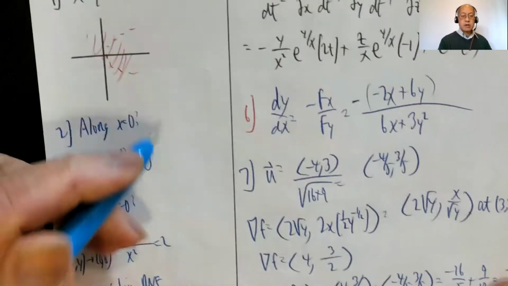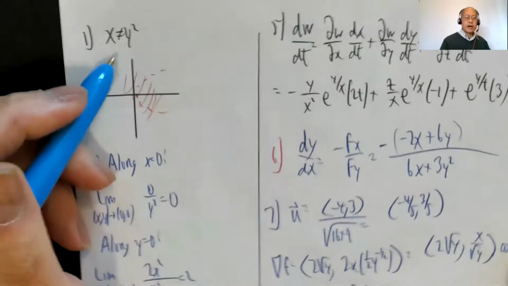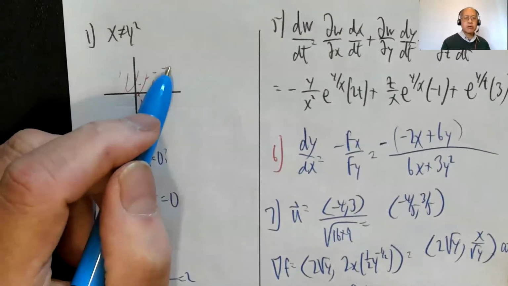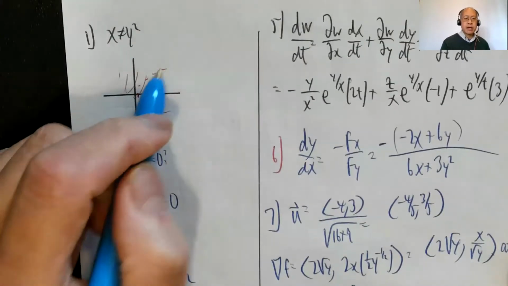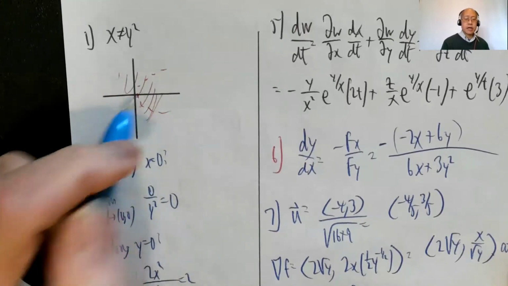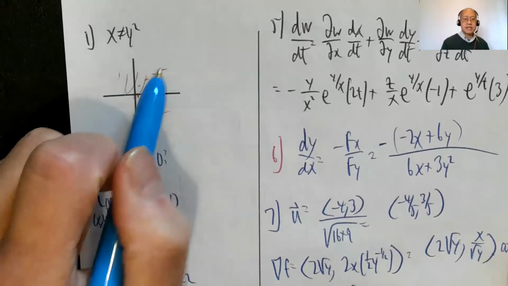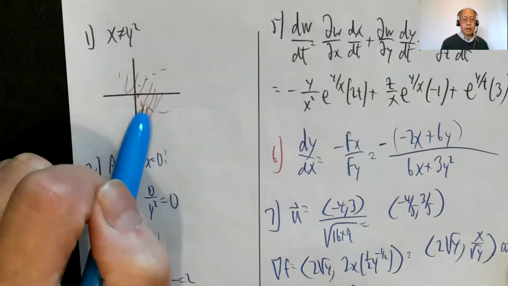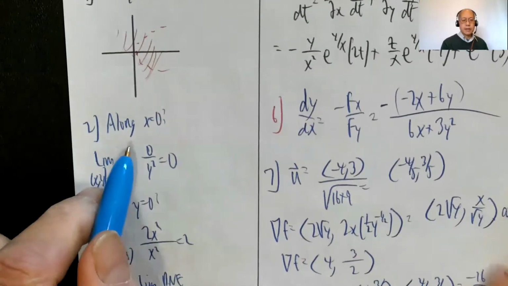Number one, you just have to make sure that x is not equal to y squared. So I graph x equals y squared, which is a parabola open to the right, make it dotted, and shade the rest of the xy plane. So it's the xy plane except for points that are on the parabola x equals y squared.